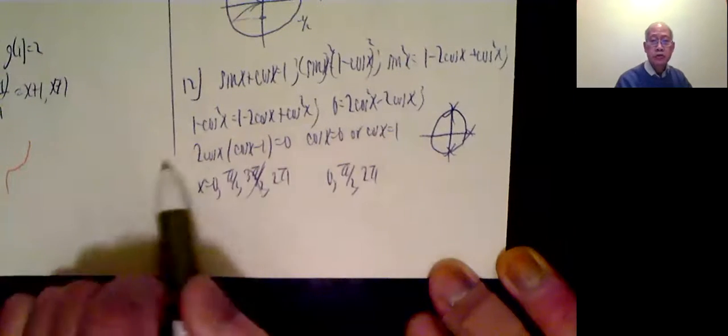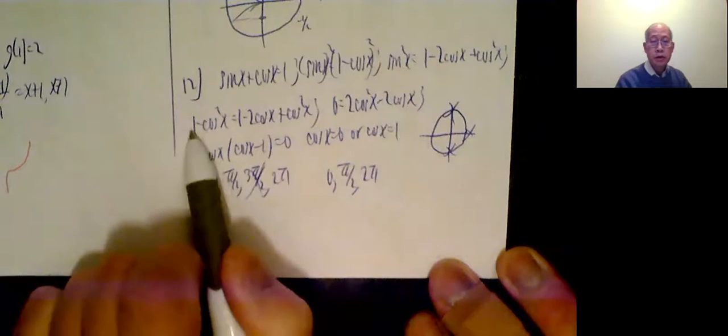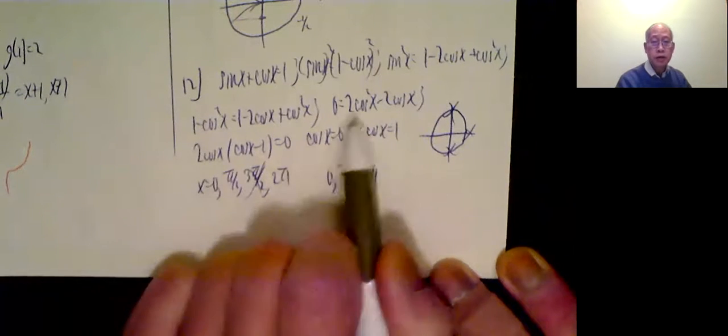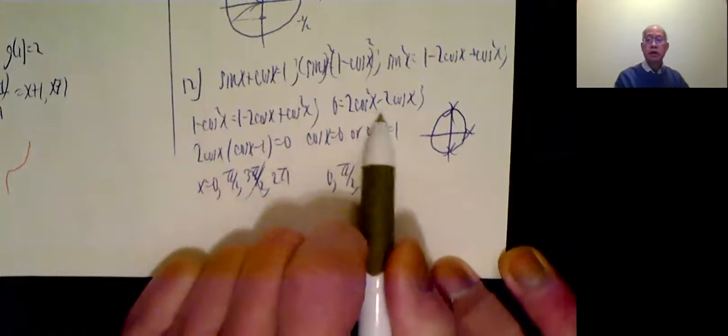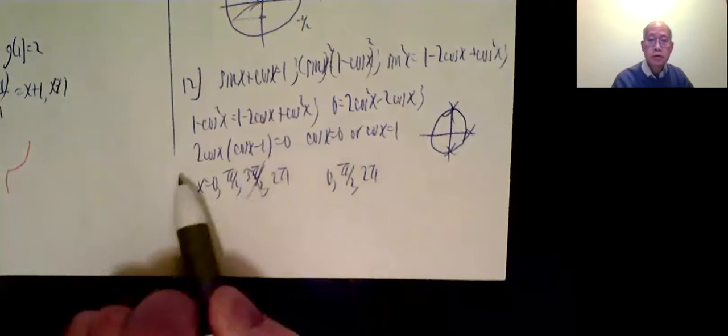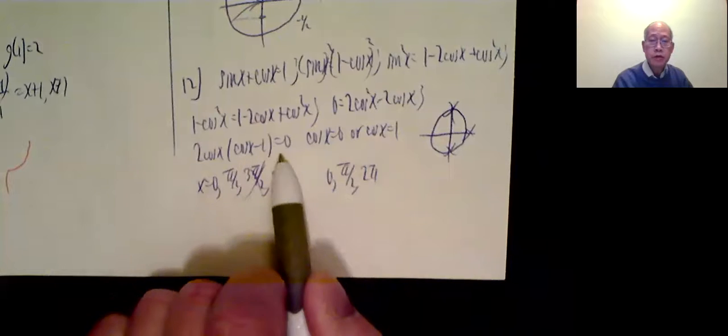Change sine squared x to 1 minus cosine squared x. Subtract 1 on both sides, they're gone. Add cosine squared x to both sides. 0 equals 2 cosine squared x minus 2 cosine x. Factor out 2 cosine x. 2 cosine x times cosine x minus 1 equals 0.